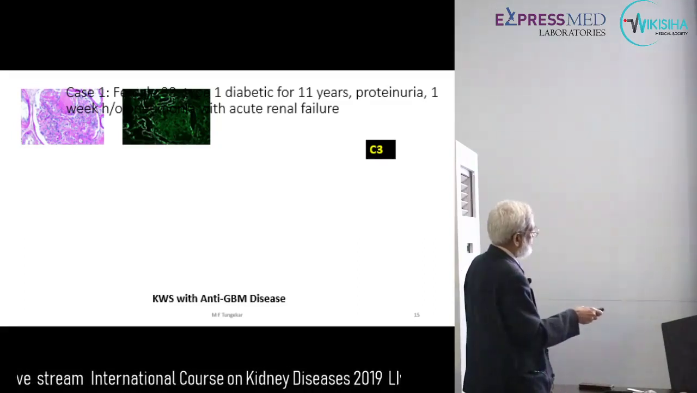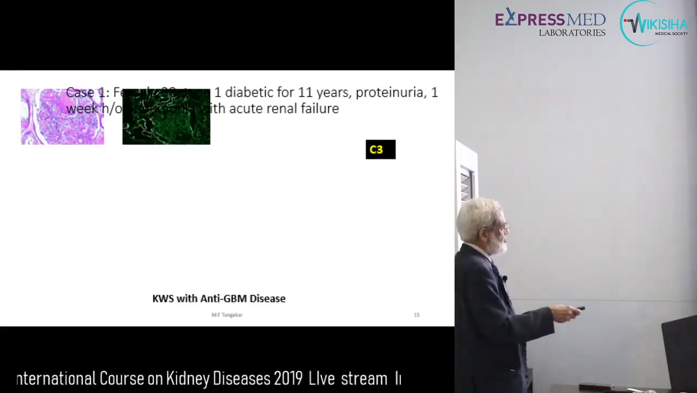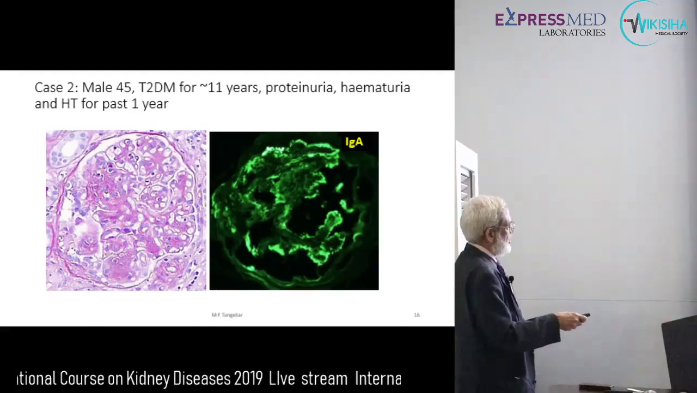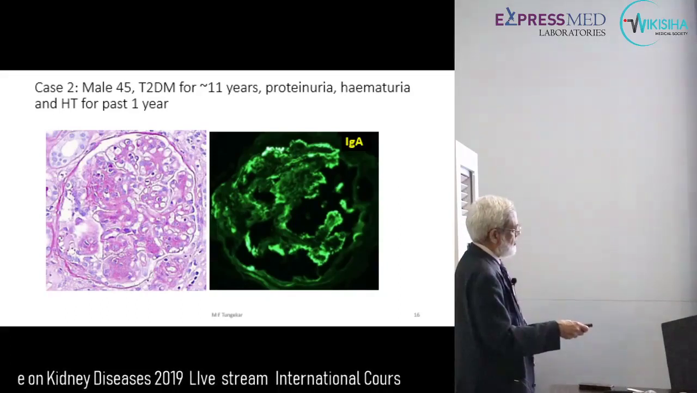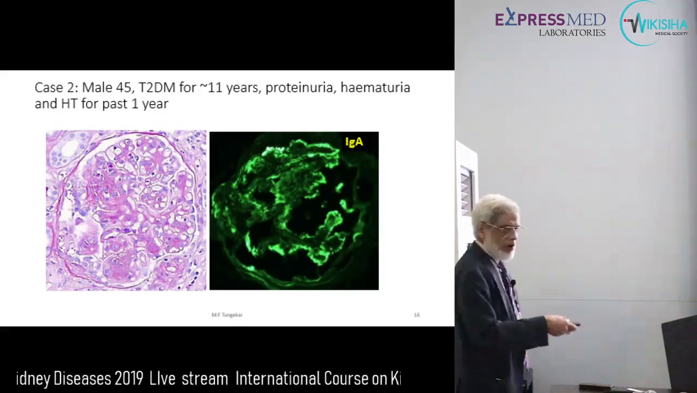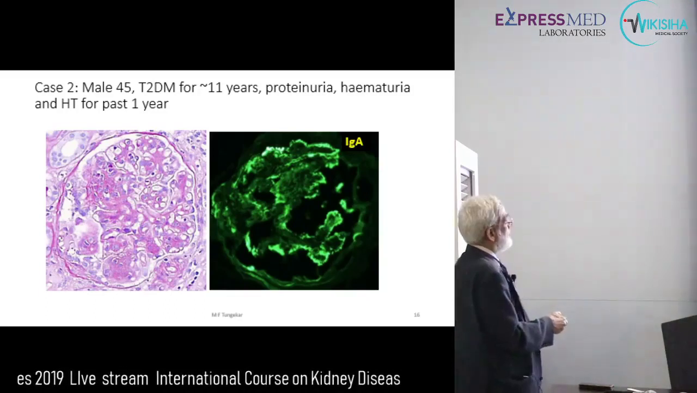Beginning of a KW nodule here, and it's IgA positive. Now here you notice the IgA is present in the mesangium also, but in the capillary wall it is broken. It's one of the aggressive types of IgA, but superimposed on diabetes.